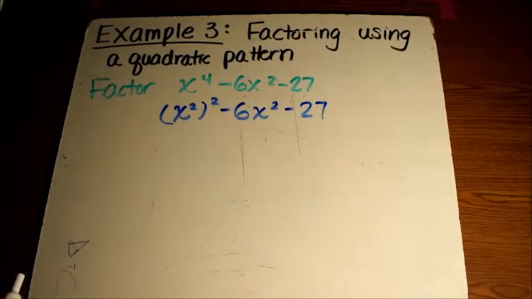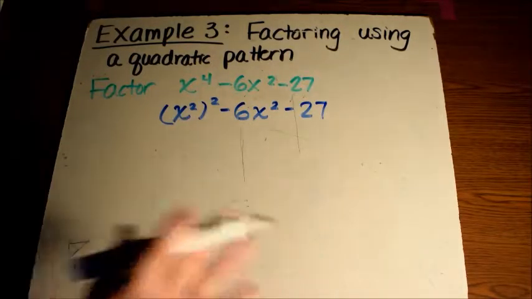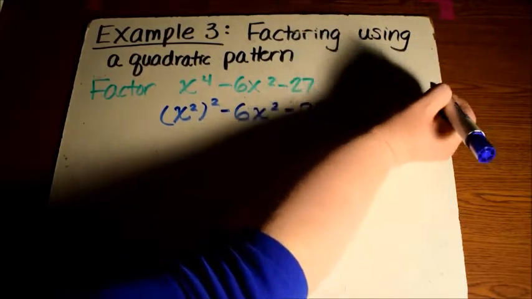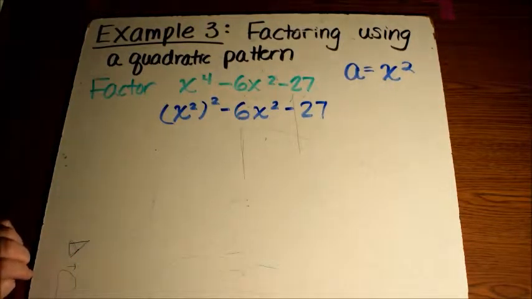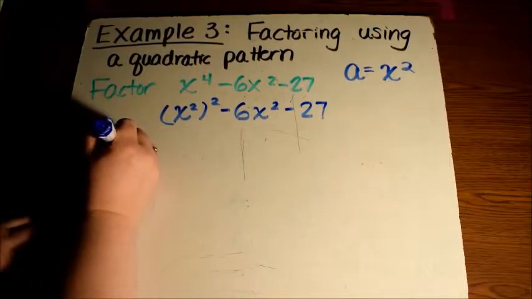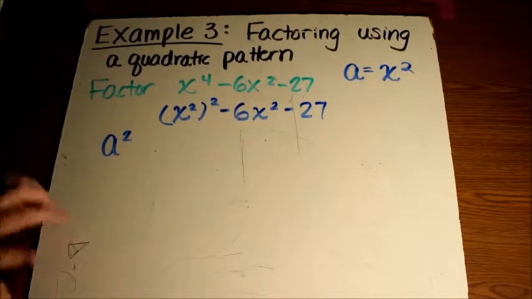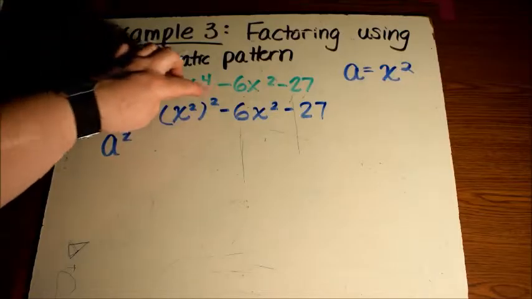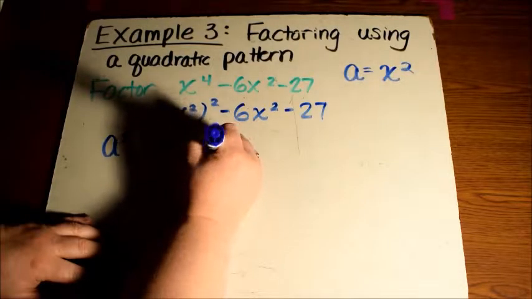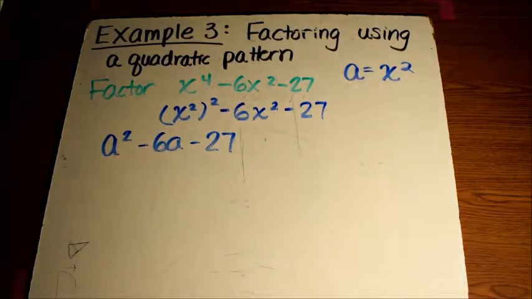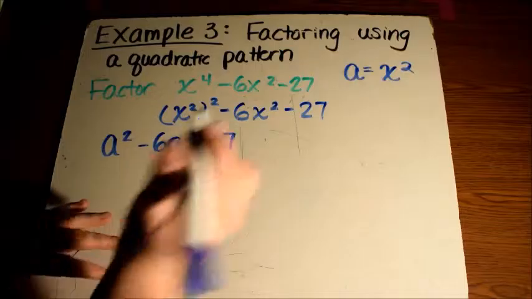So what if we replace this x squared just temporarily with something else? We're going to use a, and we're going to plug in everywhere where there's an x squared, we're going to put a. So this becomes a squared, because a was x squared and this is squared, minus 6a minus 27. Now that looks like the quadratic that we've come to know and love. I wonder if we might be able to use tic-tac-toe to factor this. Let's try.